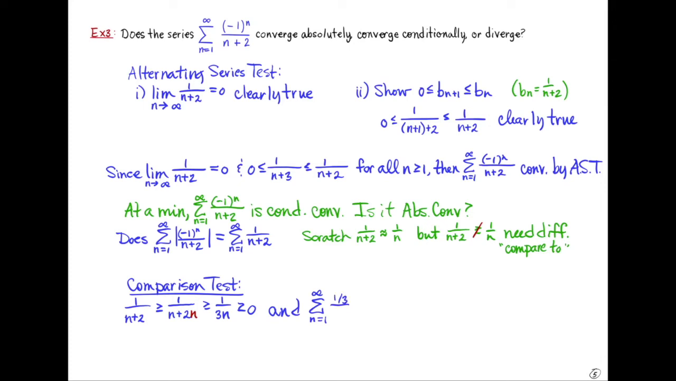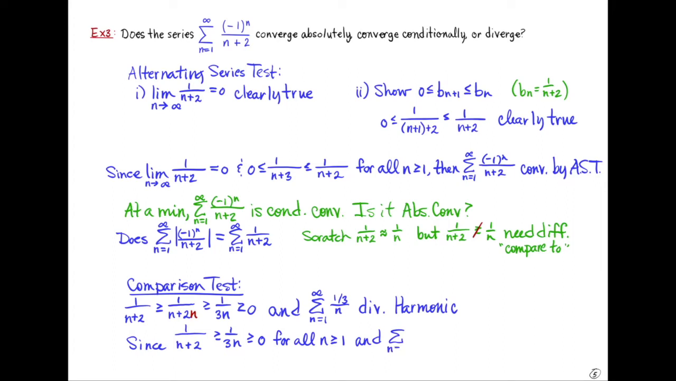So that's our inequality, and we know our compare to series, the sum from n equals 1 to infinity of 1/3 over n, diverges because it's harmonic. And so for our conclusion, we say since 1 over n plus 2 is greater than or equal to 1 over 3n, greater than or equal to 0 for all n greater than or equal to 1, make sure that you include that somewhere in your statement, and our compare to series, the sum from 1 to infinity of 1/3 over n, diverges, then the sum from 1 to infinity of 1 over n plus 2 diverges by the comparison test.